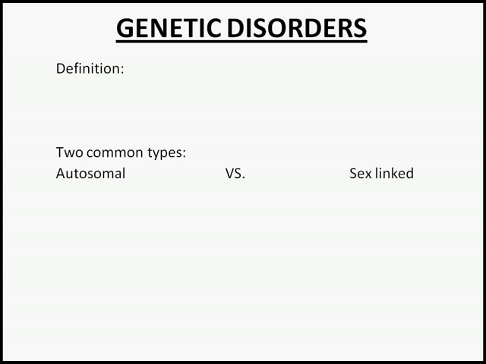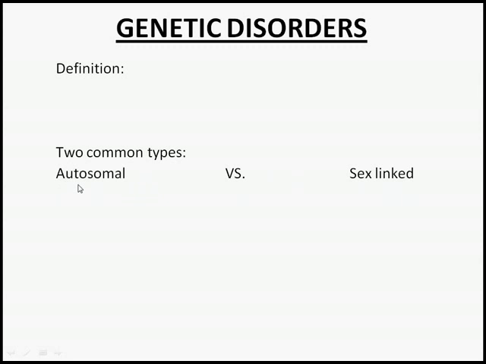It could be inherited or not, but basically it's a condition, an illness, sometimes a handicap that usually comes at birth, but it can also sometimes be seen not until an individual is an adult. There are 2 common types of genetic disorders. They are autosomal and sex-linked. Just really quick to classify these.